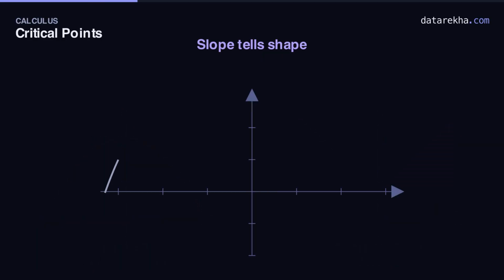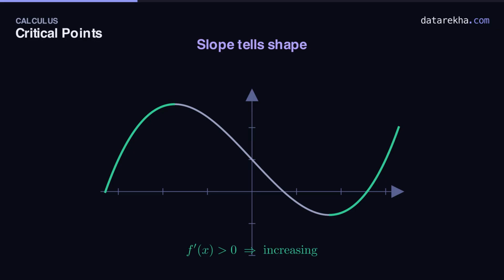Here's the payoff idea of the whole lesson. The sign of the slope tells you the shape of the curve. Let me paint it onto the graph. Wherever the slope is positive, the derivative above zero, the trail is climbing. I'll color every rising stretch green. The function is increasing. Wherever the slope is negative, the trail is falling. I'll color that rose. The function is decreasing.